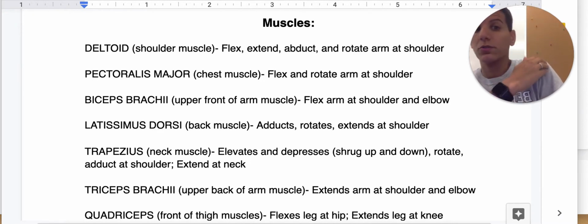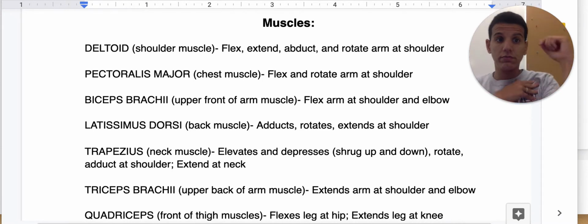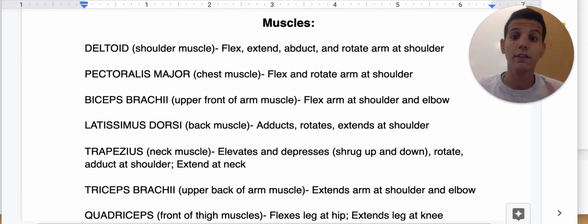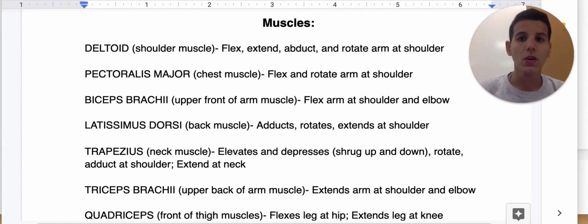So, that's the shoulder muscle right here, right? The deltoid muscle allows your shoulder, your arm at your shoulder, to flex, extend, abduct, and rotate, all right here. We are going to learn what these words mean: flex, extend, abduct, rotate. And like I said earlier, sometimes we use these words in the wrong way, and we are going to learn later on what that means.